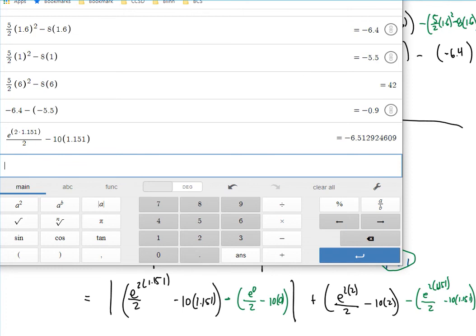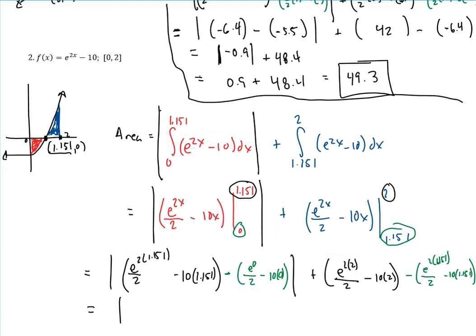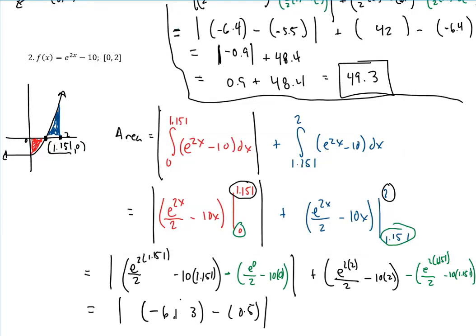Let's scroll a little bit. I'm going to just plug them in. So negative 6.153 went in. And then minus, this one I'm going to do without a calculator. E to the 0 is 1. Divided by 2 would be 0.5. Minus 0 would stay 0.5. That one I'm going to skip, but you could just plug it in as well. So we have the first one. Oops, I wrote it down wrong. 6.513, not 153. There we go.